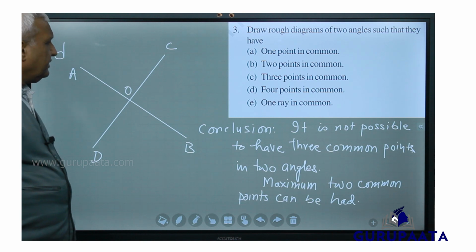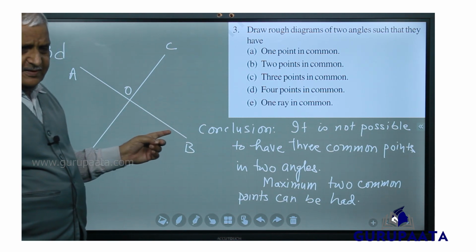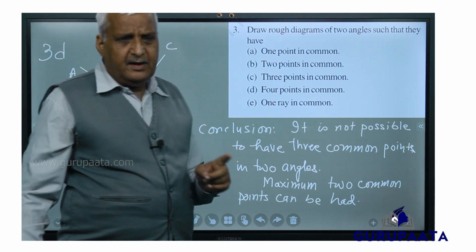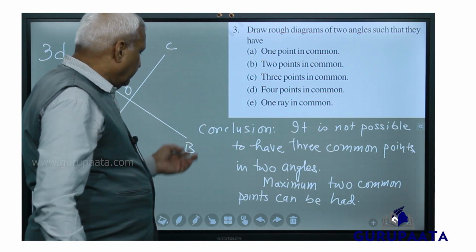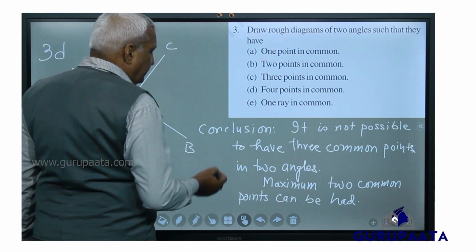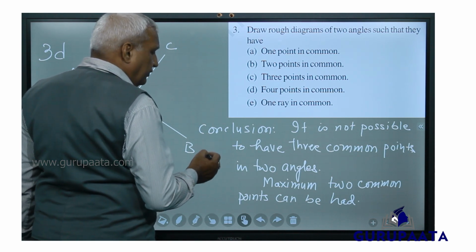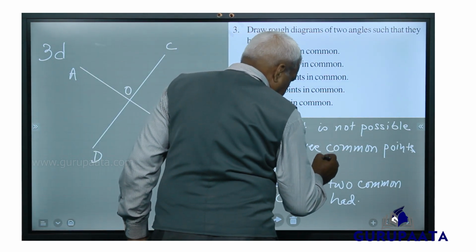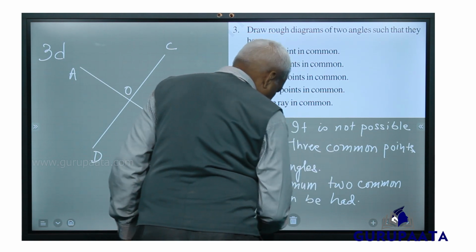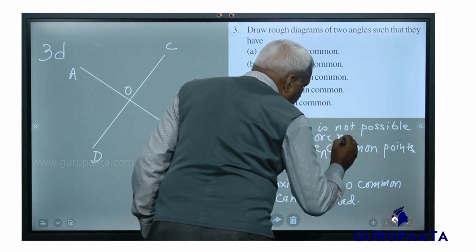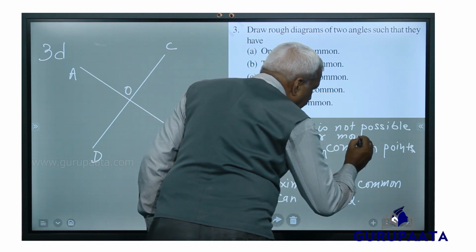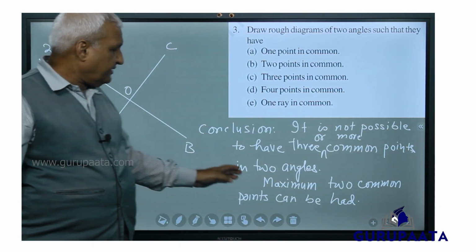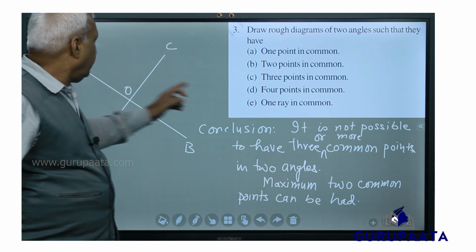Now, we will go for D. Okay. So, in C we have seen that 3 common points cannot be had out of 2 angles. So, it is not possible to have 4 points also. So, I will write here conclusion. It is not possible to have 3 or more common points in 2 angles. Maximum 2 common points can be had. So, answer for D is this one.